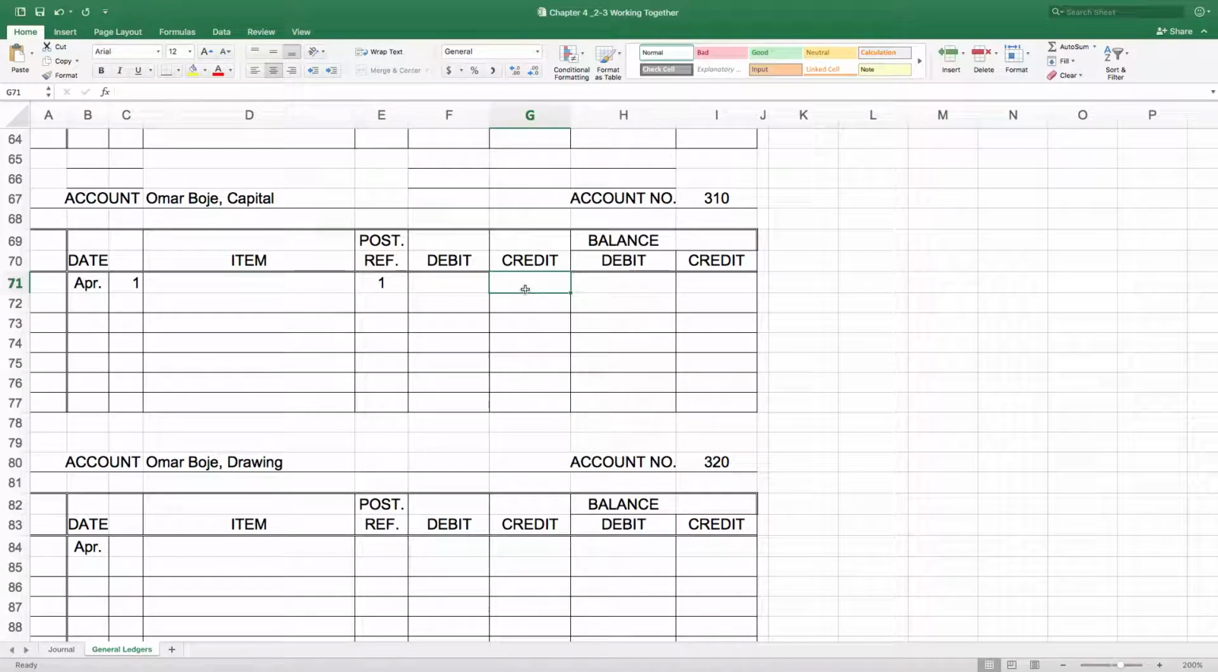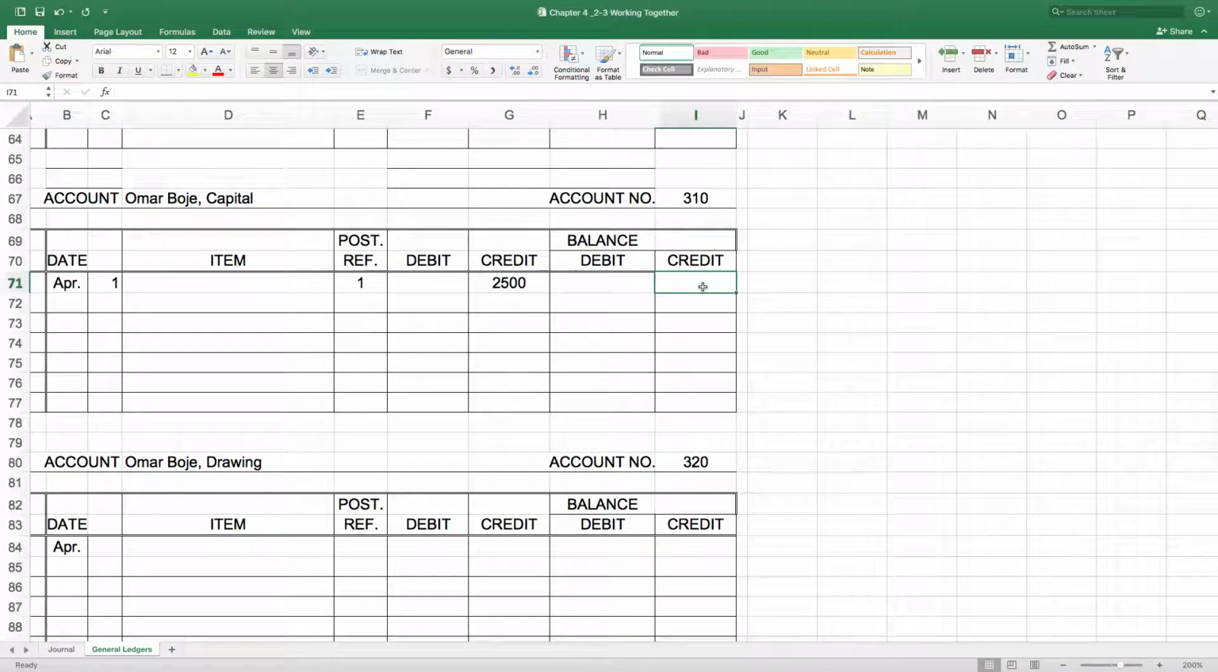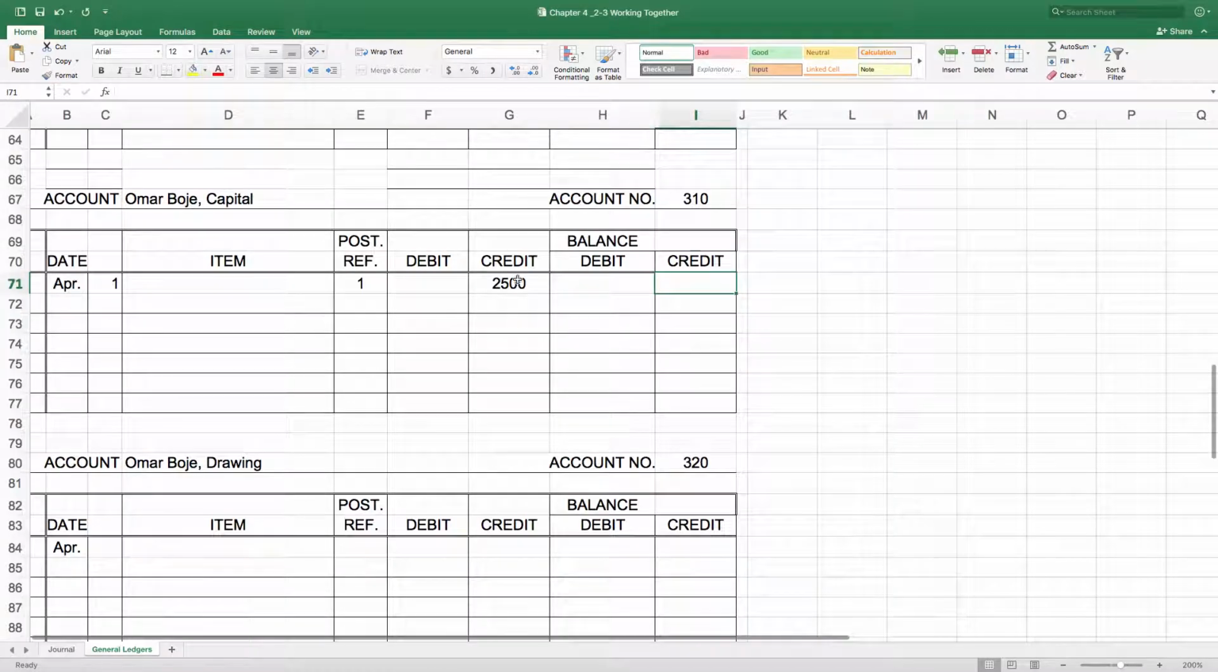There's a $2,500 credit entry, and this was taken from your journal. Every entry has to have its own balance. So each time you enter something on the line or post an amount on the line of the ledger, you have to have a balance for that specific posting entry. Okay, now since this is the first entry, there's nothing to add to or subtract from, then the balance as of April the 1st for Omar Bohe Capital is $2,500.